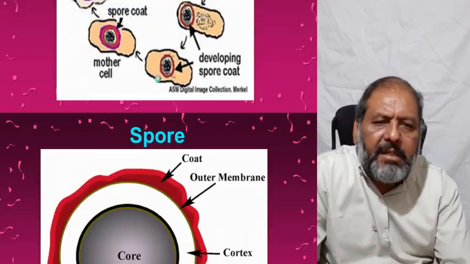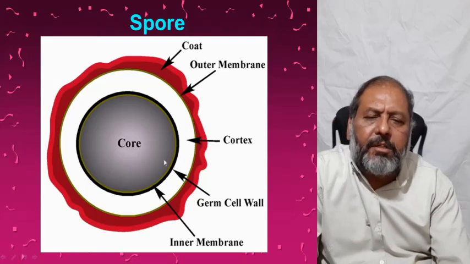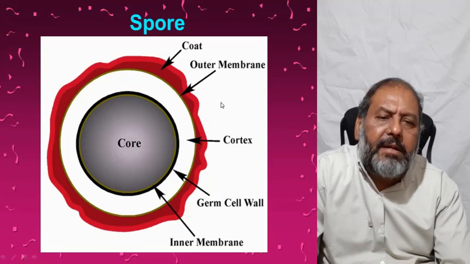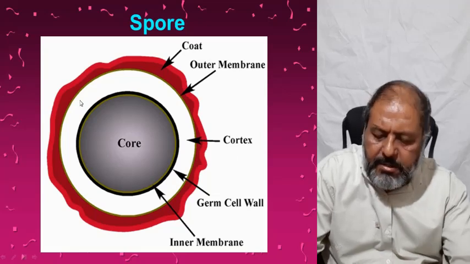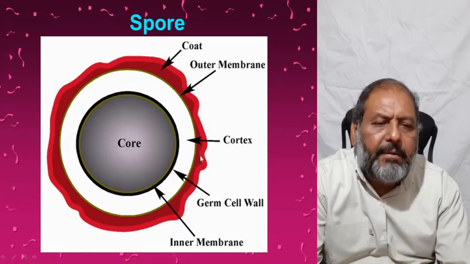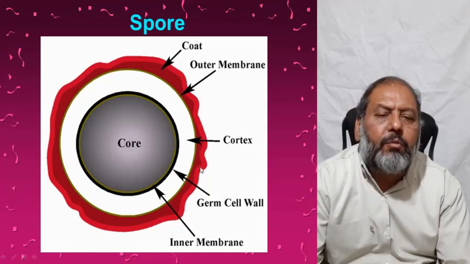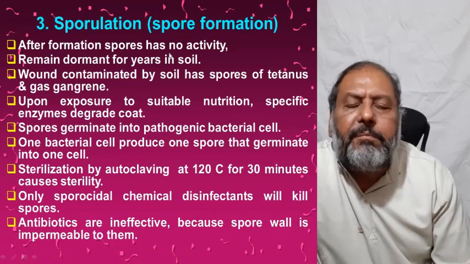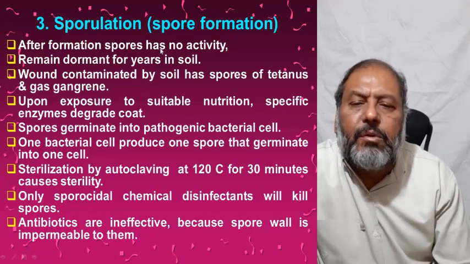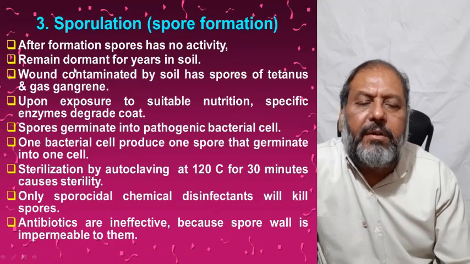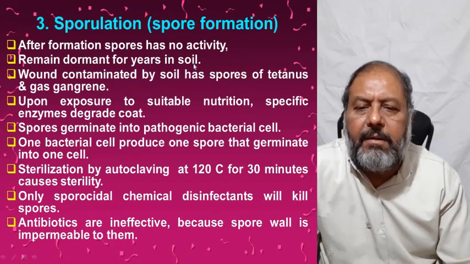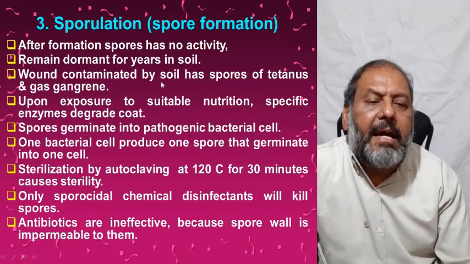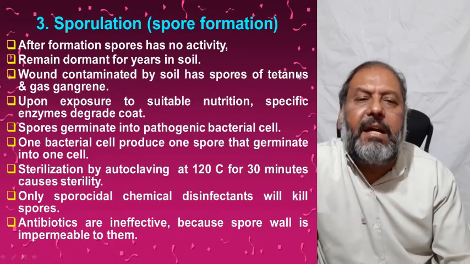Spore is not able to divide, but it can transform into the vegetative cell which is capable of dividing. Here one can see the structure of the spore, that is the core and cell wall, outer membrane, and the coat, which is very resistant and impermeable to the outside world. After formation, the spore becomes idle, has no activity, and remains dormant for years and years in the soil, and in wound contamination, as one has heard of tetanus, there are spores of tetanus and gas gangrene.